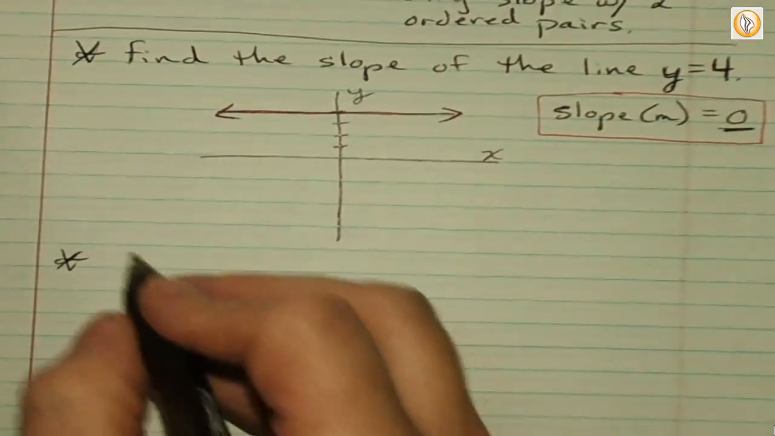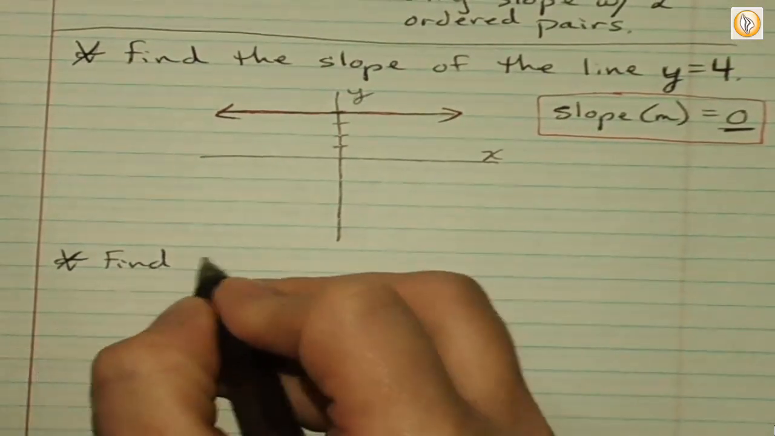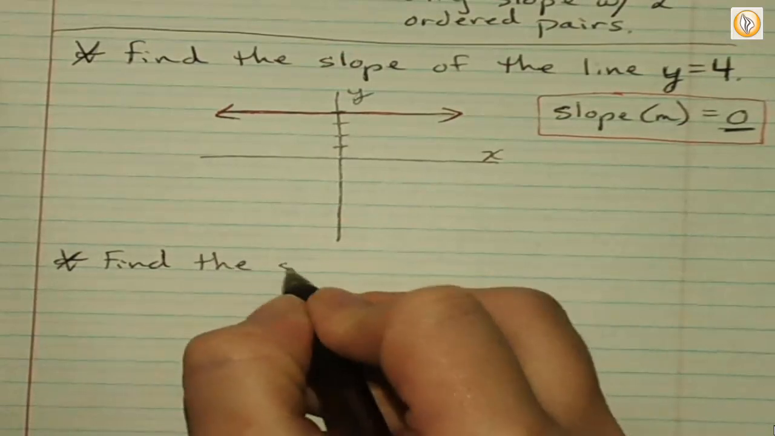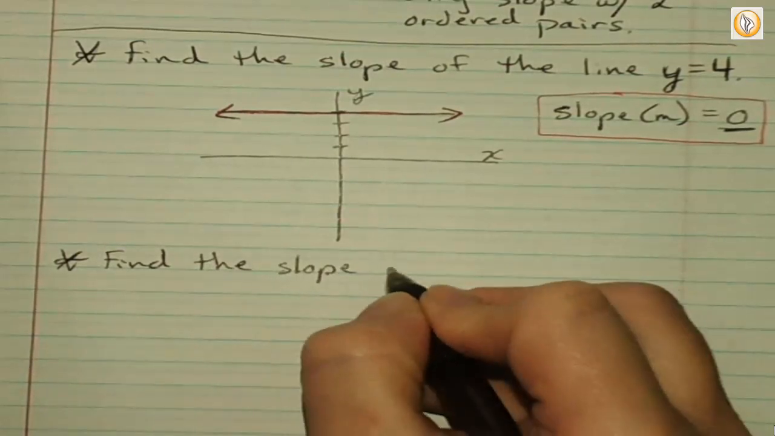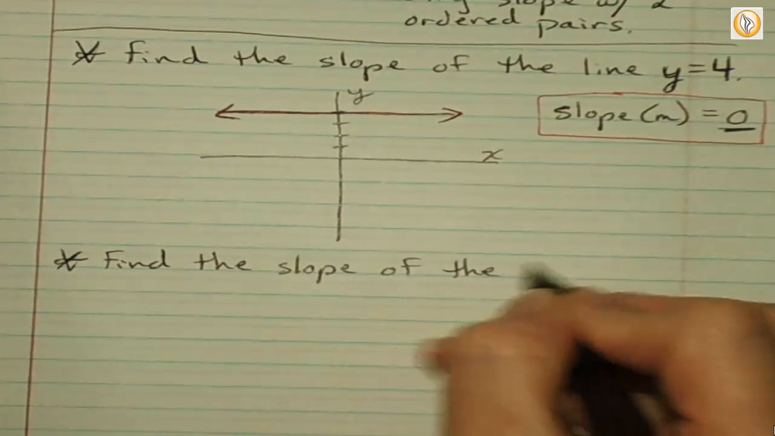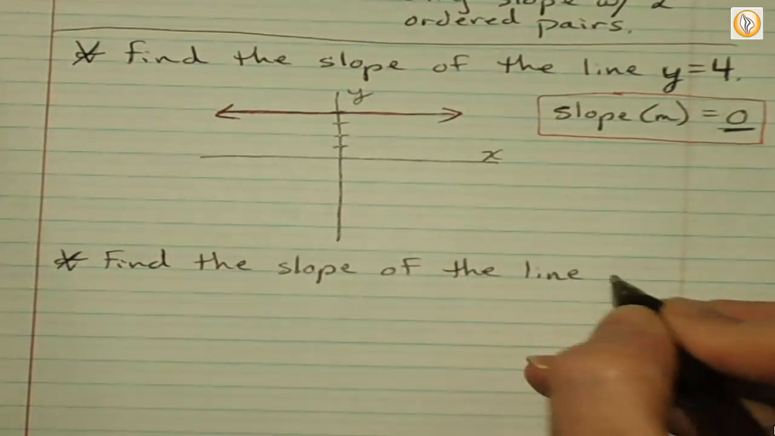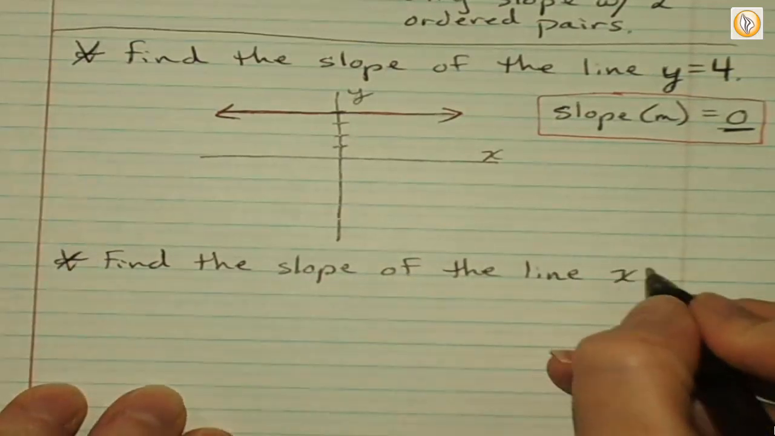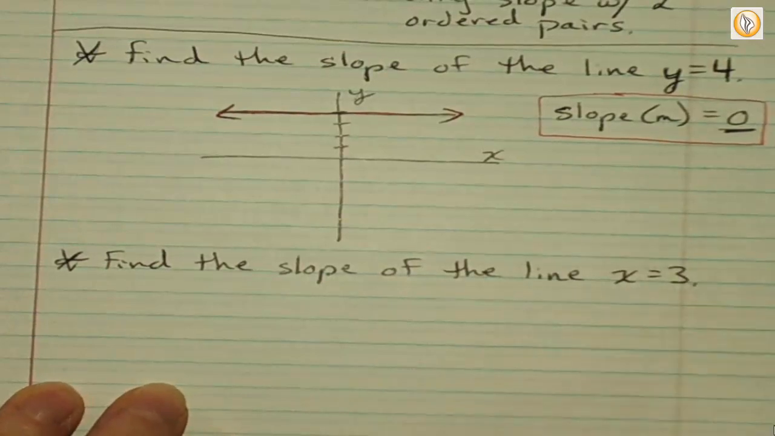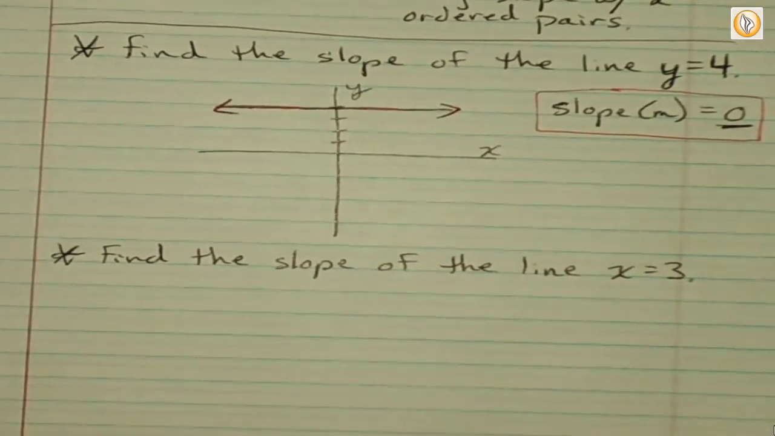However, what if it said find, and I'll give you time to copy this down, find the slope of the line, and y'all better be writing this down, x equals 3. You would think it's going to be 0 as well, but it's not.